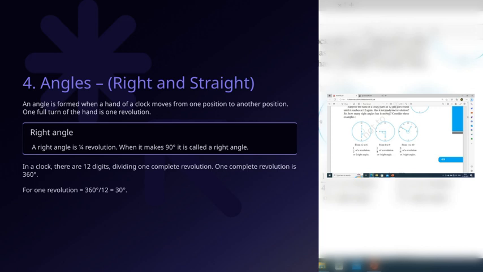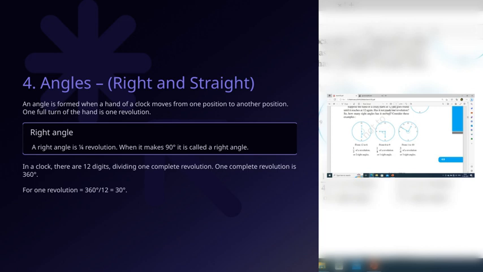It's exactly 1/4 of a full revolution, which means it measures 90 degrees. So, when the clock's minute hand makes a 90-degree turn, that's called a right angle. Since a clock face is divided into 12 digits, and a full revolution of the hand is 360 degrees, we can see how these angles relate.